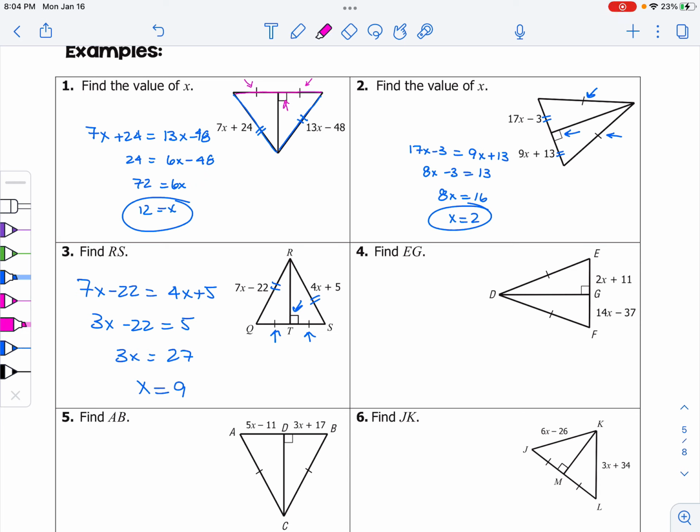This time they wanted me to actually find the length of RS. So it is important for me to solve that x is 9, but I do need to make sure that I'm actually answering that question. So substitute that back in. 4 times 9 is 36. And go ahead after that, add 5. We get that my final answer is 41.